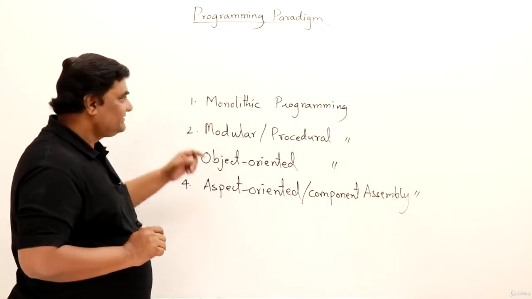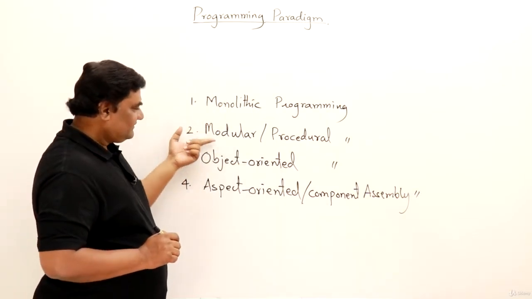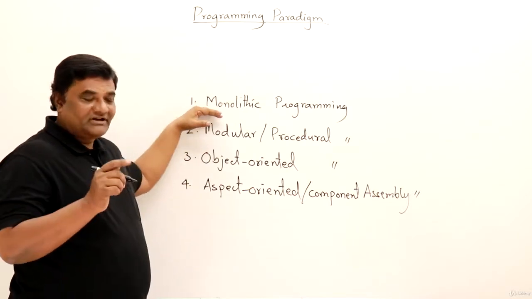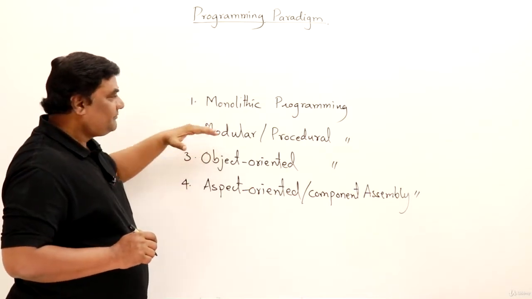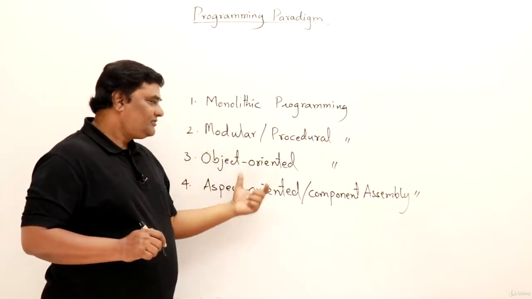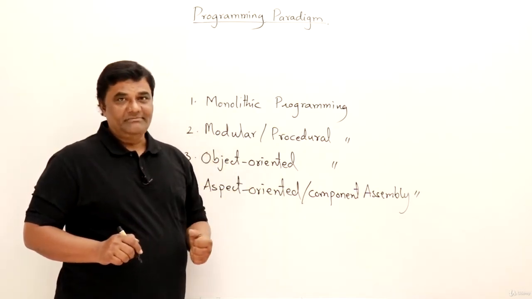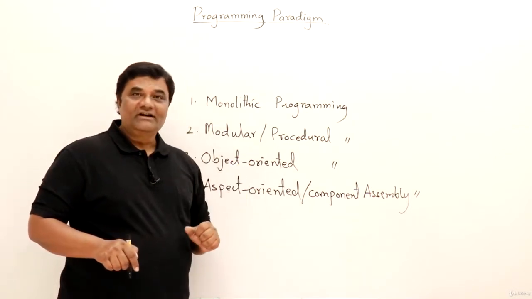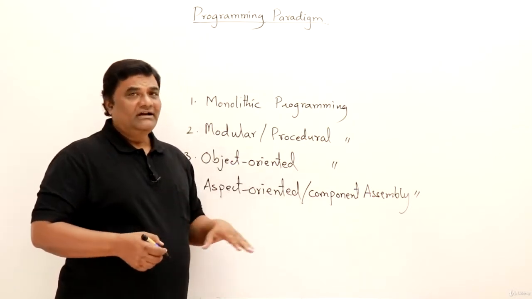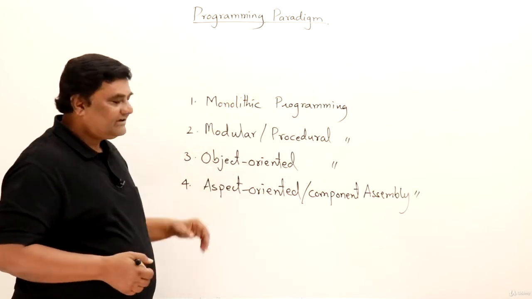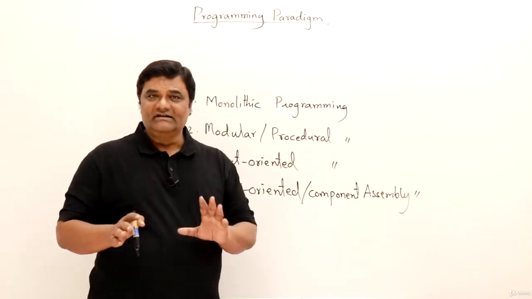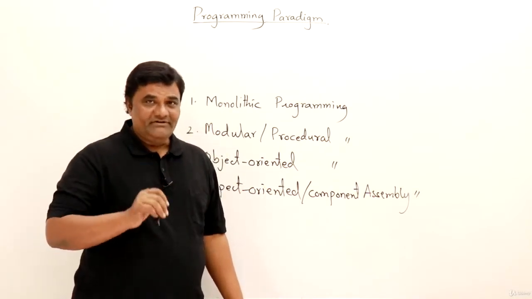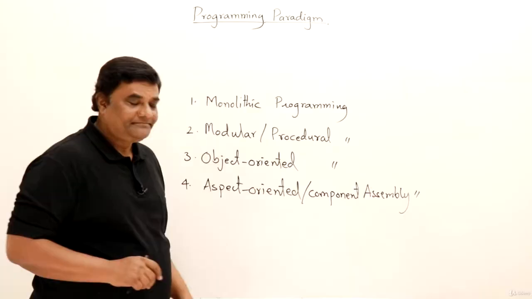Let us understand this. These are the types of paradigms I am going to discuss. First one is monolithic programming, then modular or procedural programming, then object-oriented, then aspect-oriented programming. Right now, today, we are following aspect-oriented programming. In the beginning, it was monolithic. How the changes have occurred and what the differences between them are, we will study one by one.